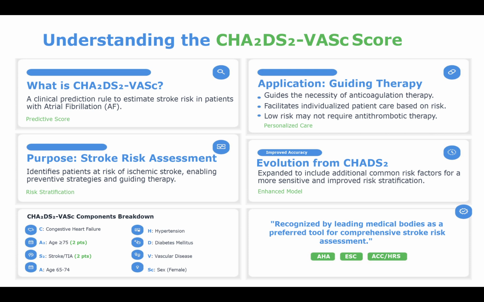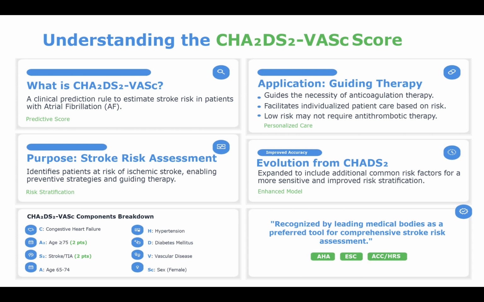Let's begin by establishing a foundational understanding of what the CHA2DS2 score truly is. At its core, it's a clinical prediction rule meticulously designed to estimate the risk of ischemic stroke, specifically in patients who have non-valvular atrial fibrillation, a condition commonly referred to as AF. Its primary purpose is nothing short of life saving stroke risk assessment.